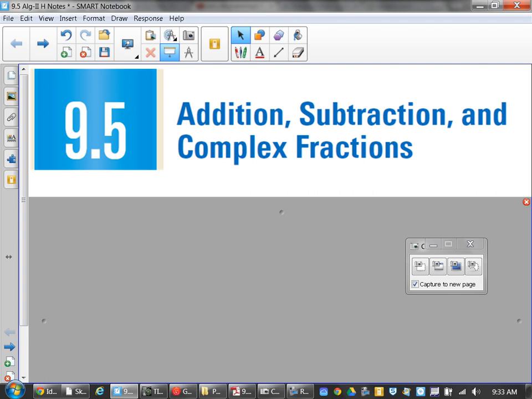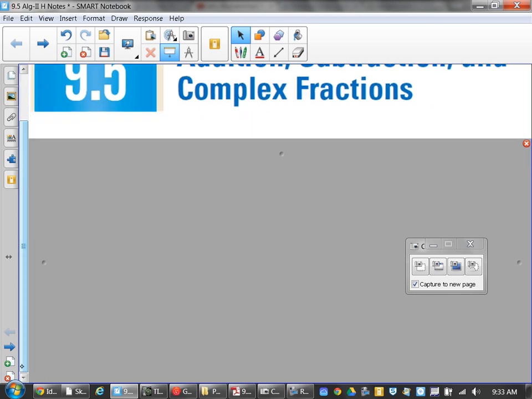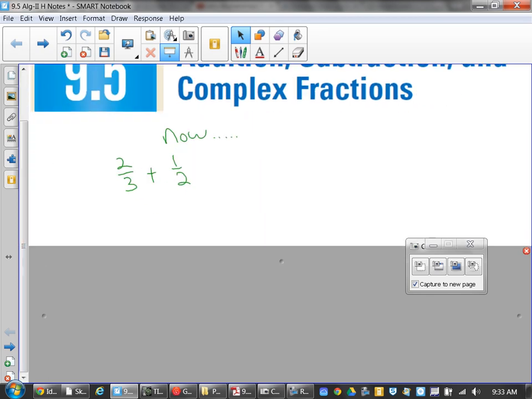Subtracting fractions, basically. And what's the one rule you have to have when you're adding and subtracting fractions? The common denominator. You gotta have the common denominator. So you think back to what you did here.